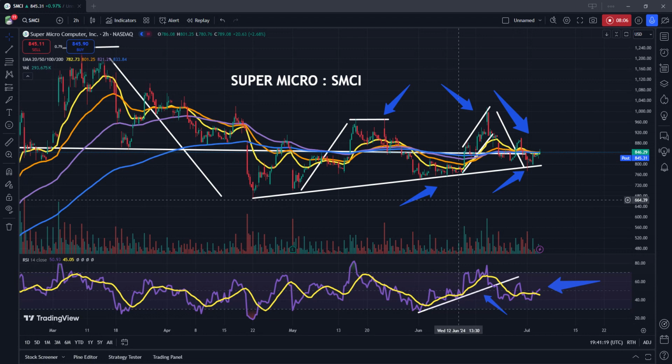Currently, we're in a bit of a no man's land here, and we could see volatility increase into the end of this week. So here's the current market analysis for Supermicro Computer Incorporated, stock ticker SMCI.